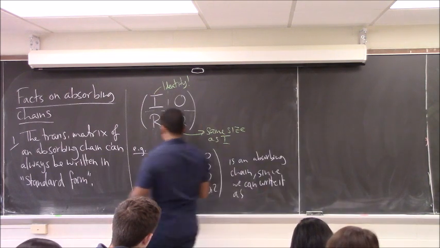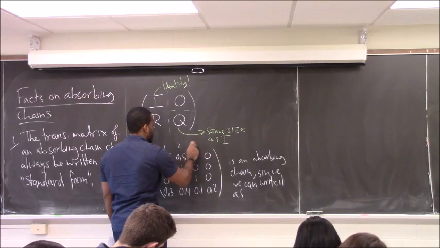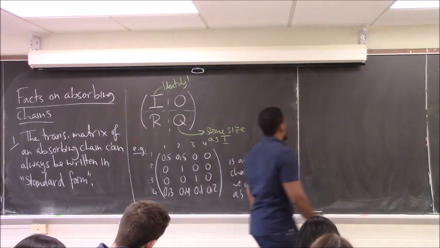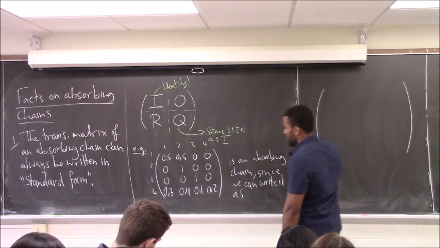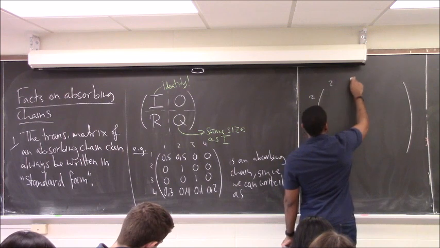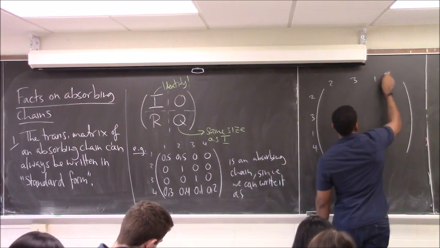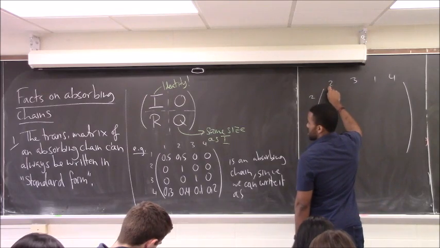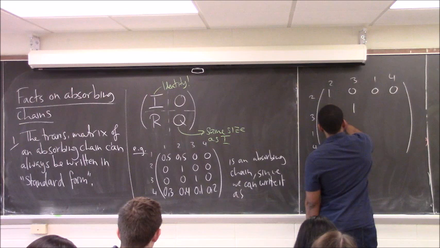So there's state 1, state 2, state 3, state 4, and state 1, state 2, state 3, state 4. You can shift the states around. You notice that 2 and 3 map to themselves, so let's do 2 and 3, 2 and 3, and then the other guys are 1 and 4, 1 and 4. 2 maps to itself and to no one else. 3 maps to itself and to no one else.